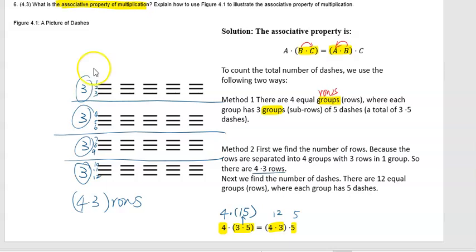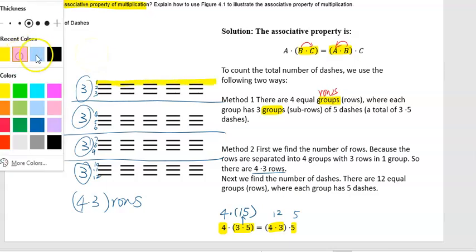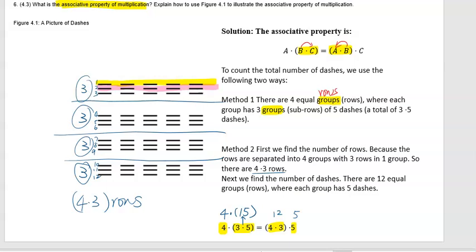Then notice that in the first row we have 5 dashes, in the second row we also have 5 dashes, and in the third row we have 5 dashes. In each of these rows we always have 5 dashes. So the total is 12 rows times 5 in each row, so 12 times 5. But we want you to explain where you got 12, and 12 comes from 4 times 3. This is a different way of counting the total number of dashes.